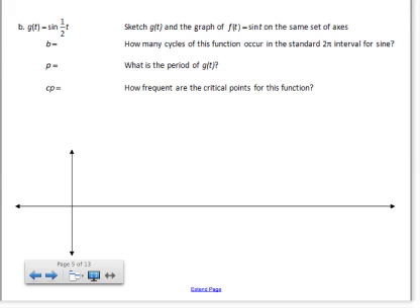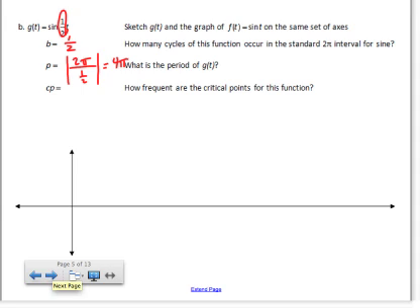Okay, so for this one, we're going to graph a sine function. This has a coefficient of 1/2 in front of the angle, which means we're going to only go through 1/2 of a cycle in the standard 2 pi interval. So that's going to make our graph look a lot flatter, okay? The period is going to be 2 pi divided by 1/2, absolute value, which is 4 pi. So instead of going through 1 cycle in 2 pi, we're going through 1 cycle in 4 pi.